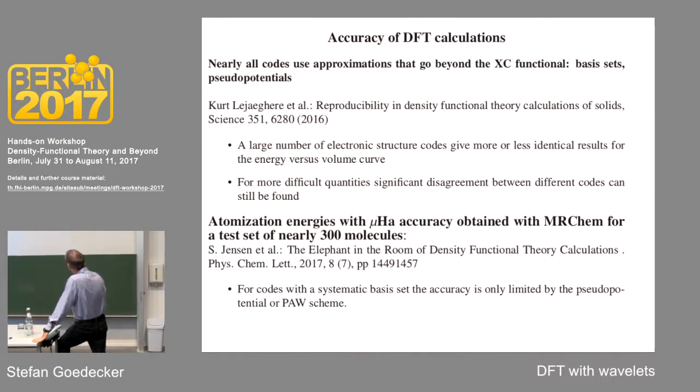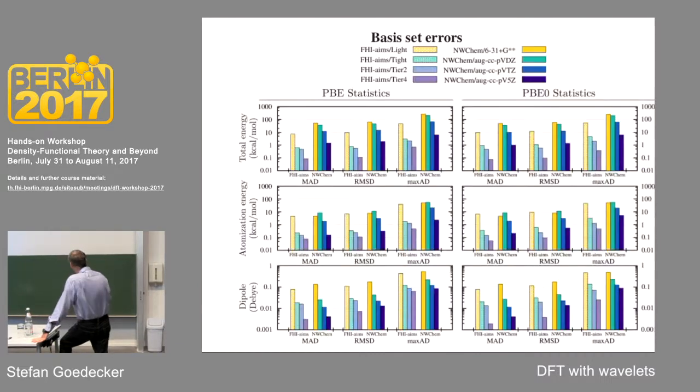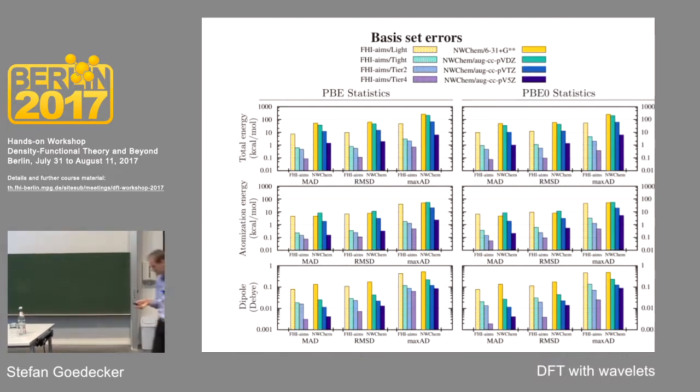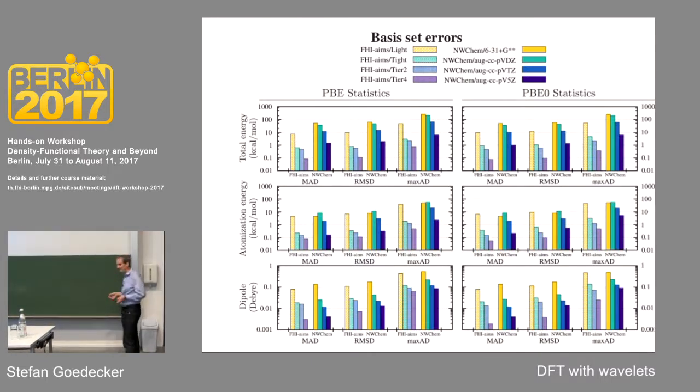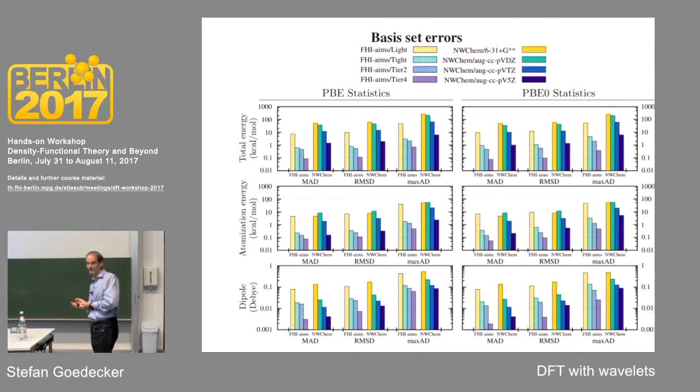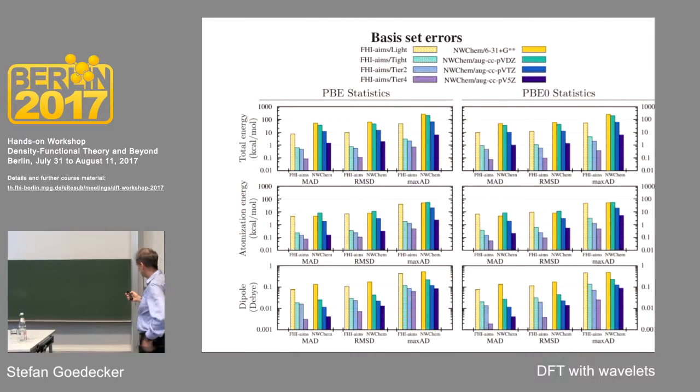Okay, so then in the next step, we started to examine the accuracy of standard approaches. As I said already, there are two main suspects that could have an influence on the accuracy of the result. One is the basis set, and the other one is the pseudopotential, in case you use a pseudopotential code and not an all-electron calculation. Let's look at this figure that has a lot of data.